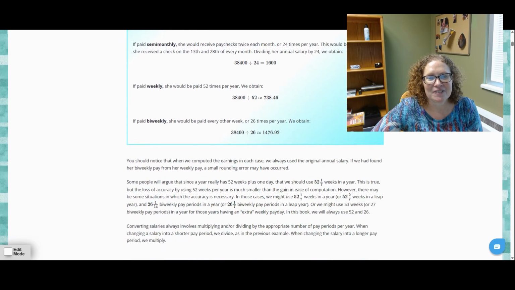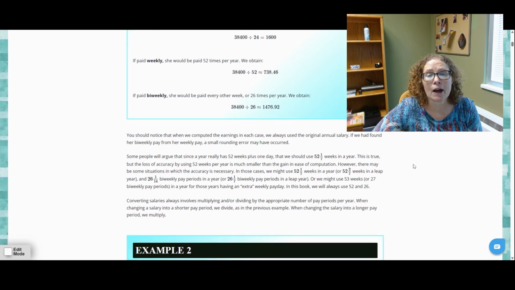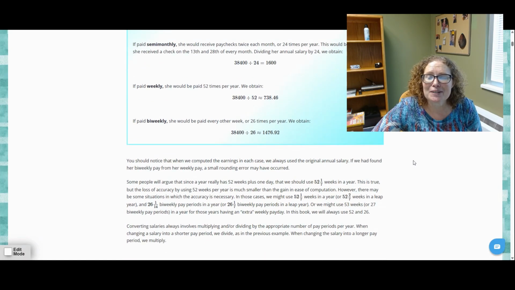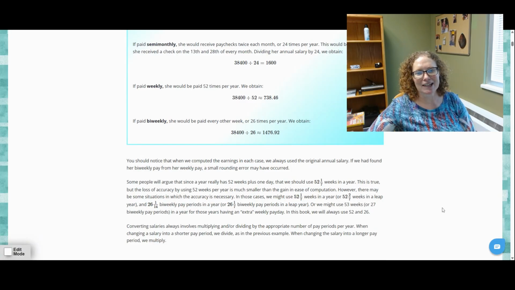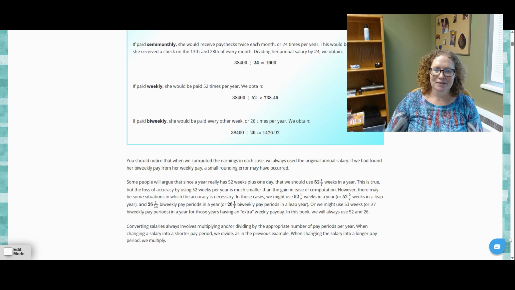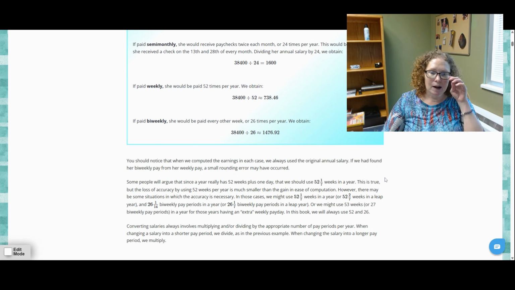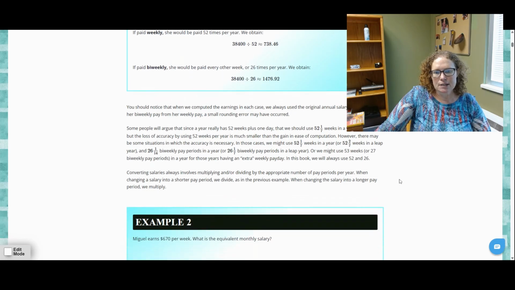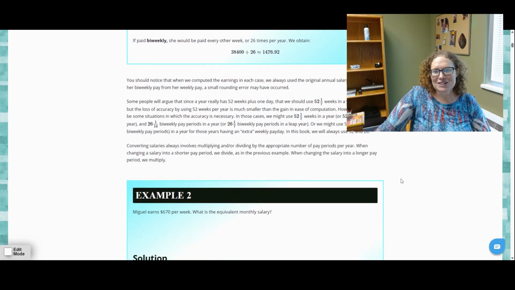So then we have this dollar figure right here, 1476.92. There's some back and forth. You have leap years and all those kinds of things, and that can sometimes mess with the way the salary and everything works. But this is the typical. We're looking at 52 and 26 pay periods. Again, just make sure you're dividing by the appropriate number of pay periods per year.